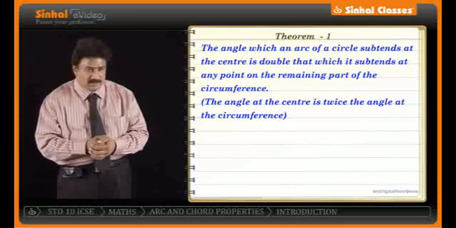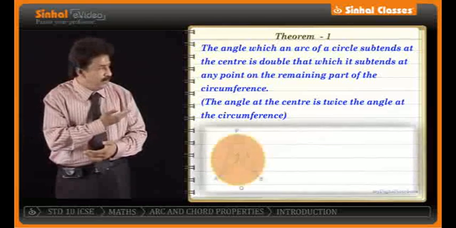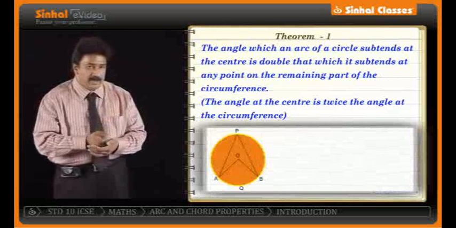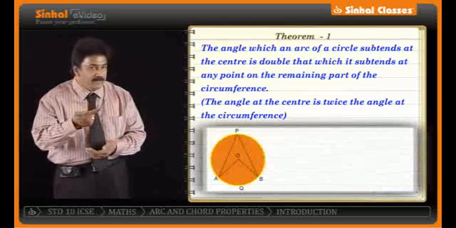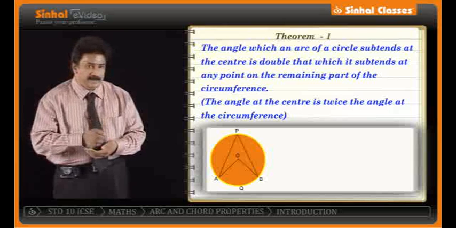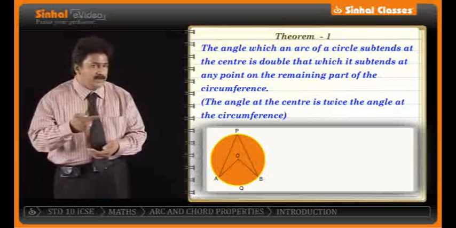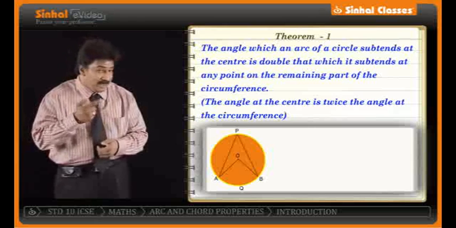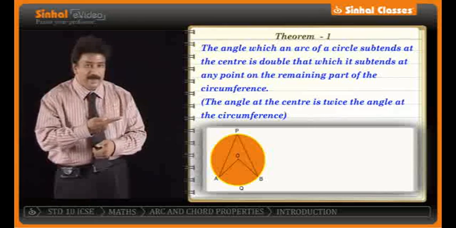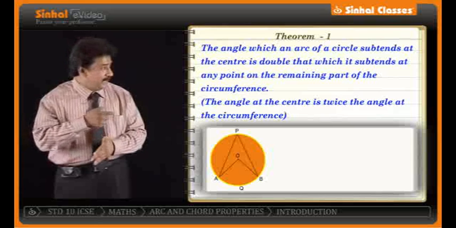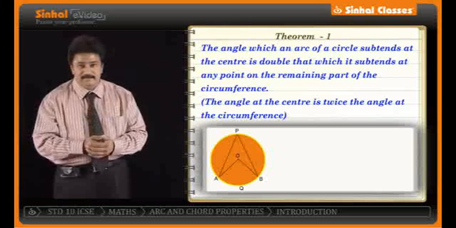We'll take some examples for this. See now the circle in front of you. See the first part of it. AB is what? An arc. And the angle which is formed with the help of AB is nothing but angle AOB. Yes, angle AOB is formed with the help of the arc AQB. Now angle AOB is nothing but twice the angle APB.